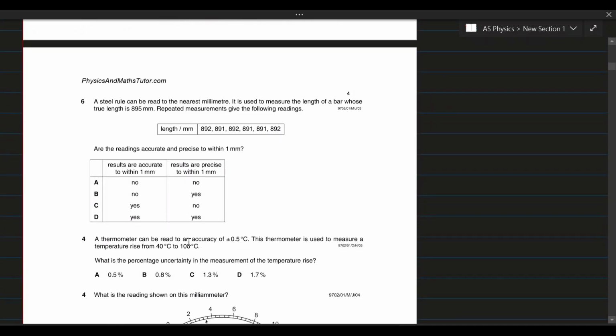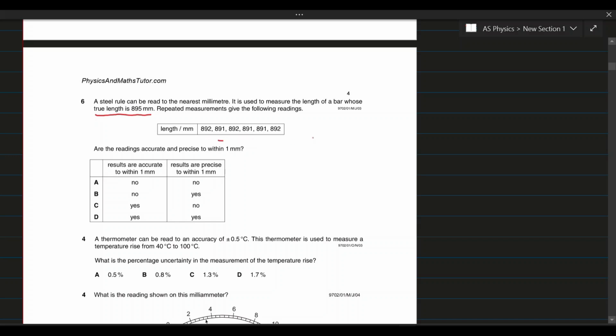Then we have this. It is a length of bar whose true length is 895 millimeter. Repeated measurements have been taken. Are the readings accurate and precise to within 1 millimeter? Now we need to see results are accurate within 1 millimeter.